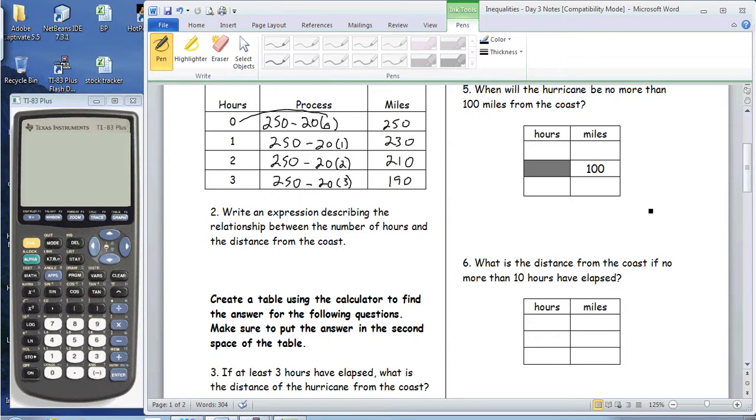Write an expression describing the relationship between the number of hours and the distance. Okay? So our distance, d, is equal to, then we can look up here. What did we do here? We did 250 minus 20, and since we're not given a specific time, we're going to use h for hours.